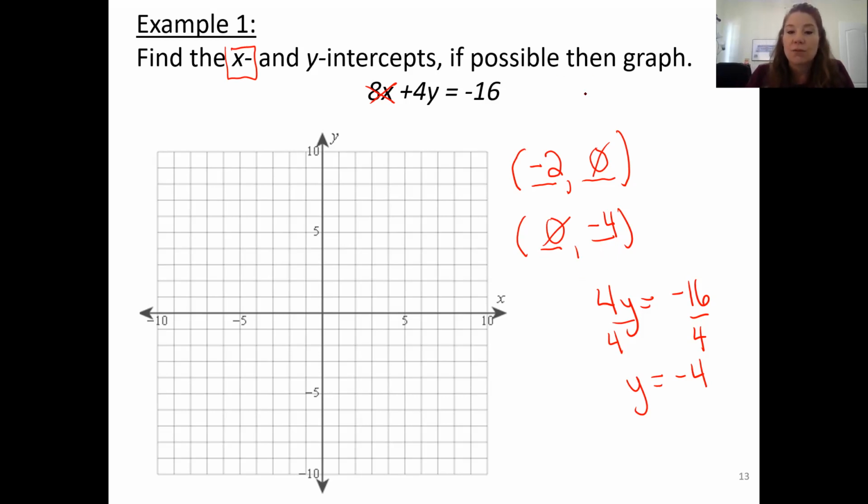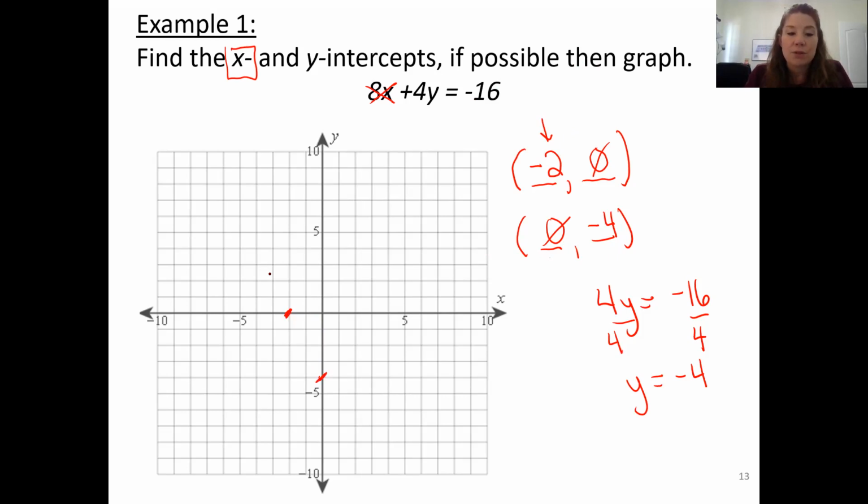line. So this first one tells me to go left 2 and then don't go up or down. So from the origin, I go left 2 and stop. The second one tells me to not go right or left, but go down 4. 1, 2, 3, 4. There's my dot.